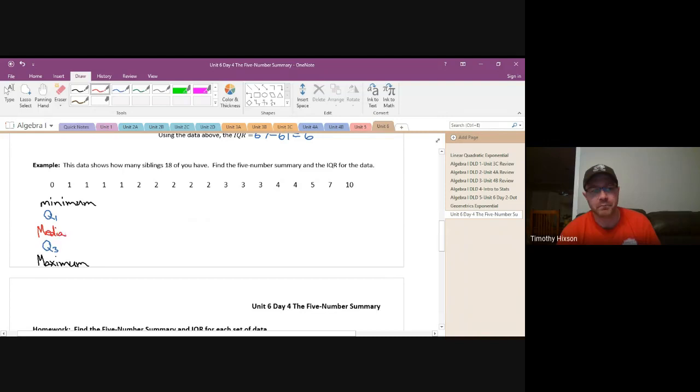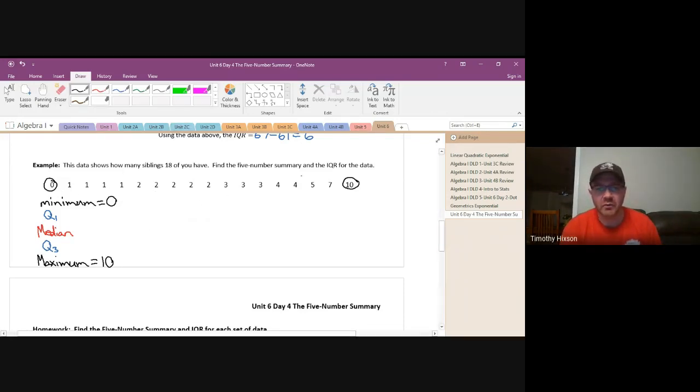Okay. Now, let's start with the easy ones. The minimum, 0. The maximum, 10. All right, so 0 to 10. By the way, if I wanted the range of the whole data set, I do 10 minus 0 is 10. So the range of the whole set is 10.